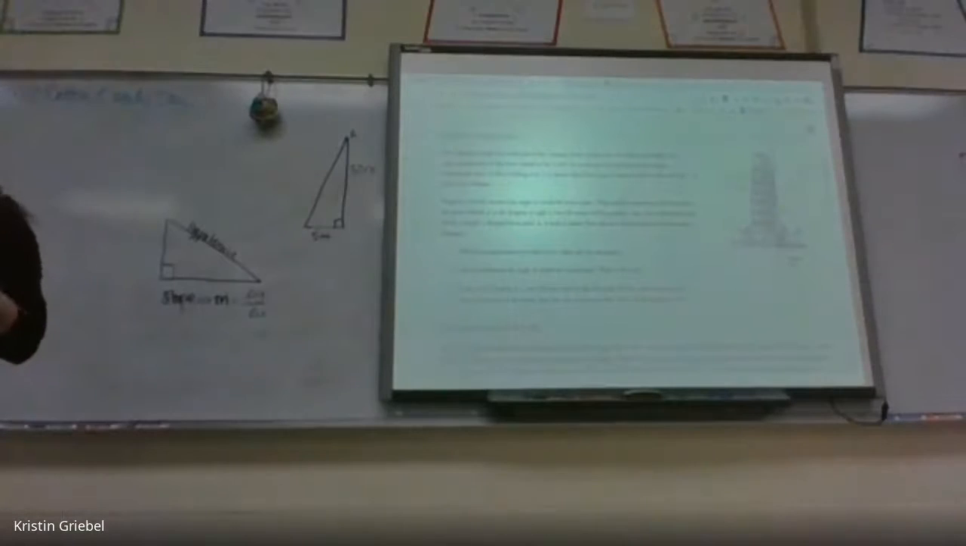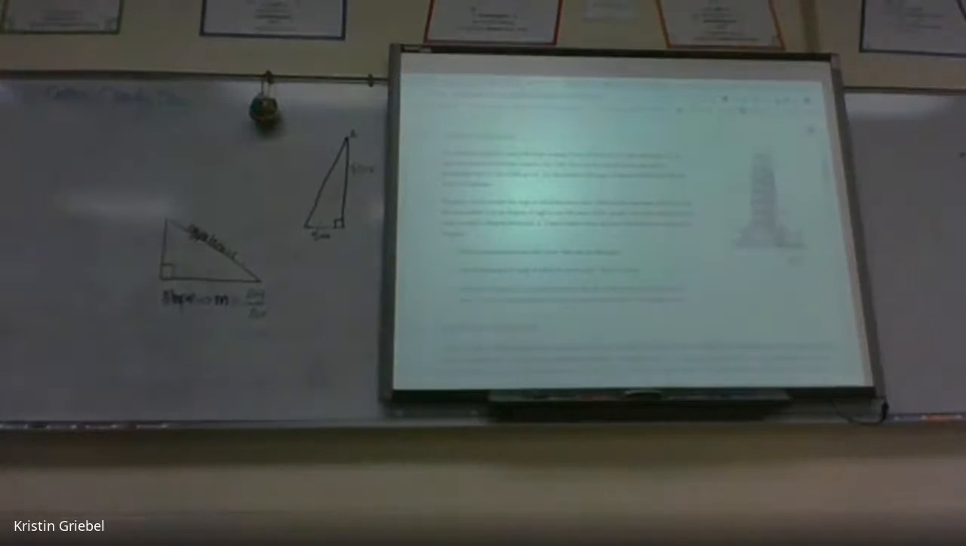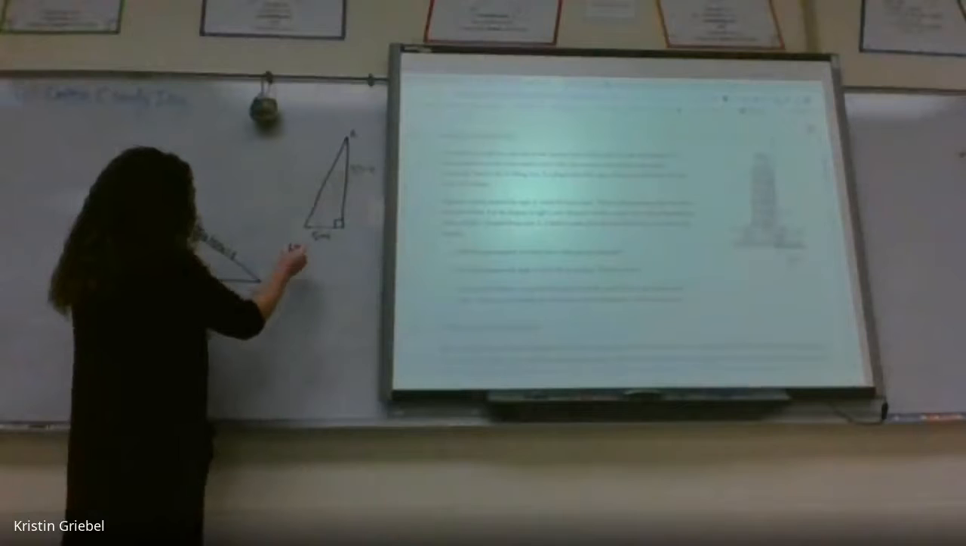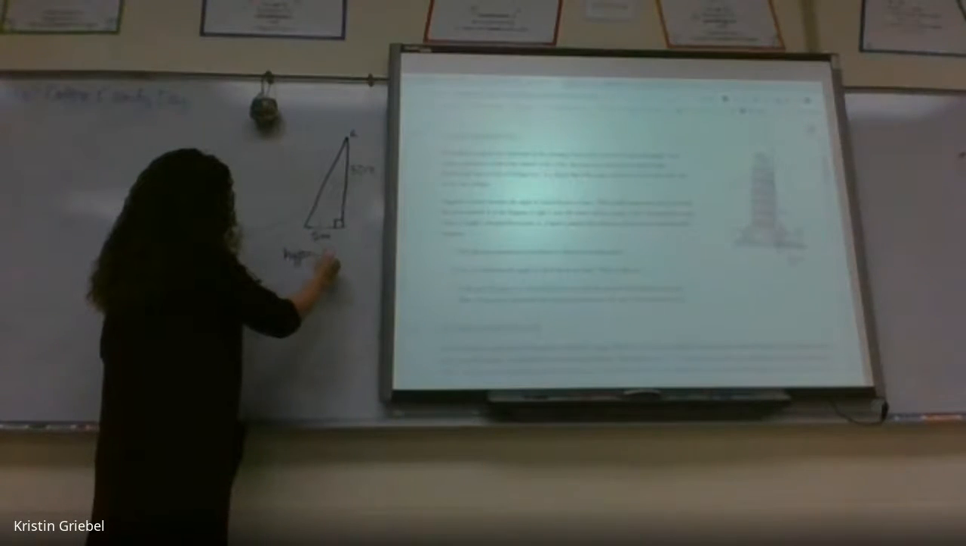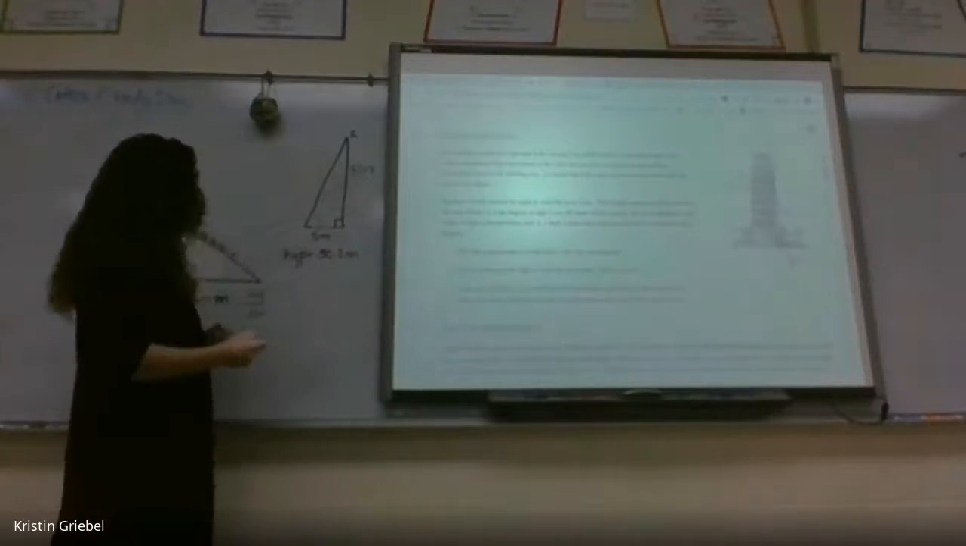All right, so what did we get? 50.24. Right, 50.24. So we'll just say that the hypotenuse is around 50.2 meters using the Pythagorean theorem.